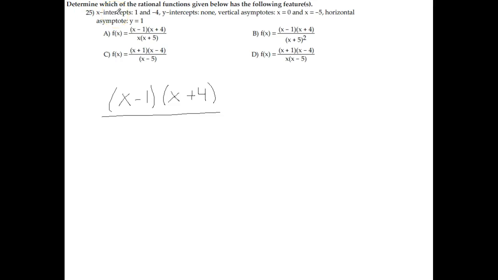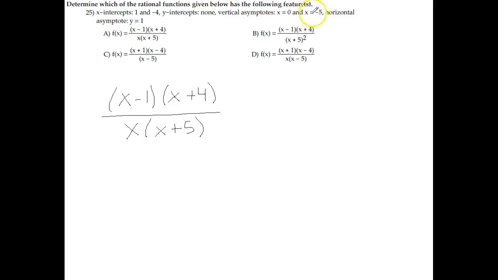So the next piece that I would look at sequentially would then be the vertical asymptotes, because that determines what the factors on the bottom of the rational function will be. So here we have x equals 0 and x equals -5. So we get a vertical asymptote when we plug in values, and it causes the function to be undefined because we're dividing by 0.